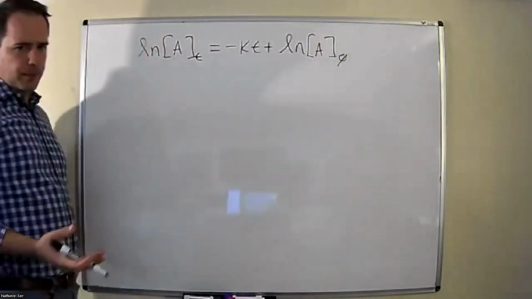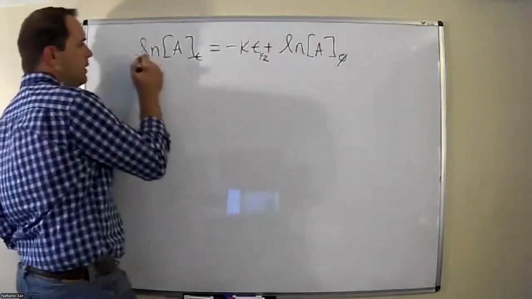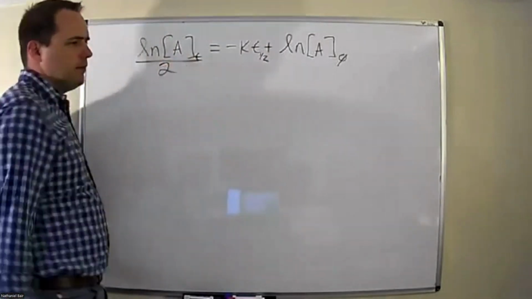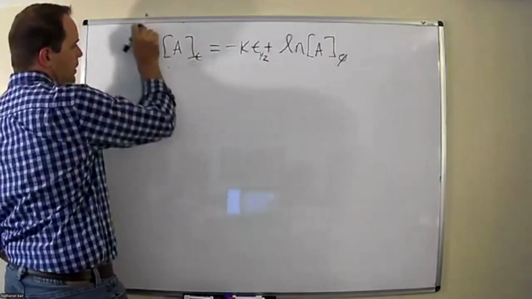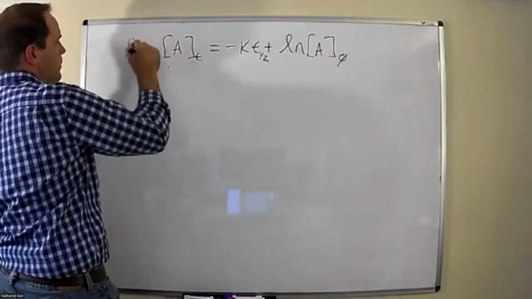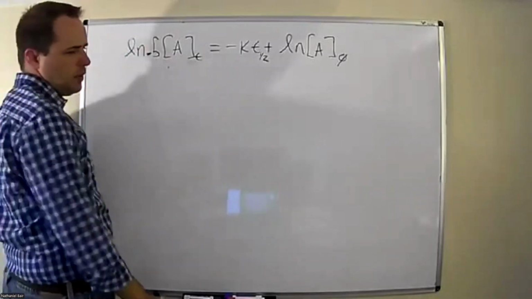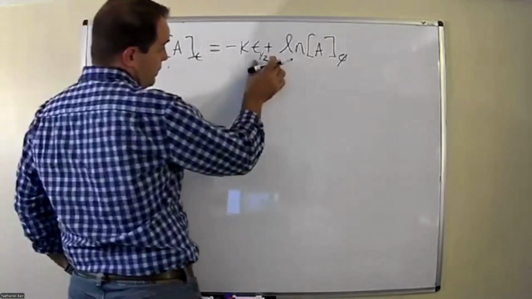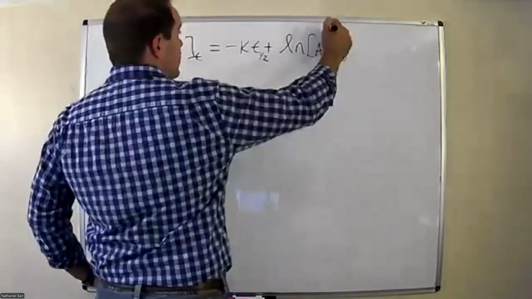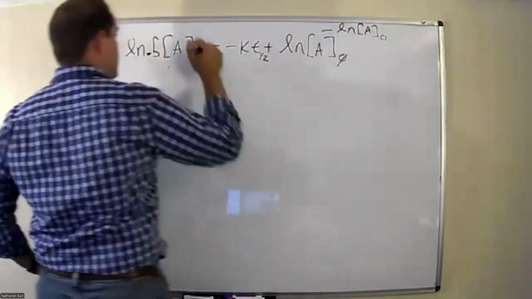So here's how this would work. The half-life is the amount of time it takes to get to half of that value. So half of A. So we could put a 0.5 in here, half of the initial concentration, or over 2. So what we want is to rearrange this equation for T1 half, right? So we're going to subtract the natural log of the initial concentration.